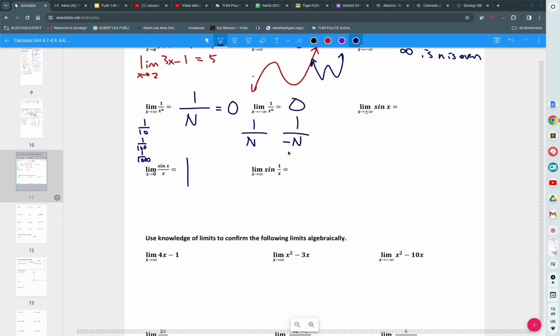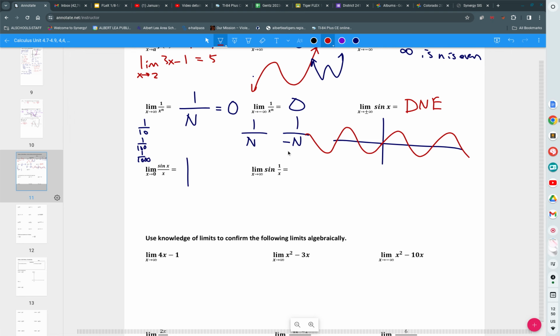Here, this one says limit as x goes to positive or negative infinity of sine of x. What does that look like? The graph of sine looks like this. As you head to positive or negative infinity, does the graph ever hone in on one y value? It doesn't. So this limit does not exist.